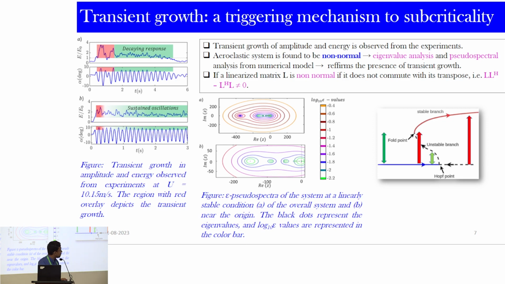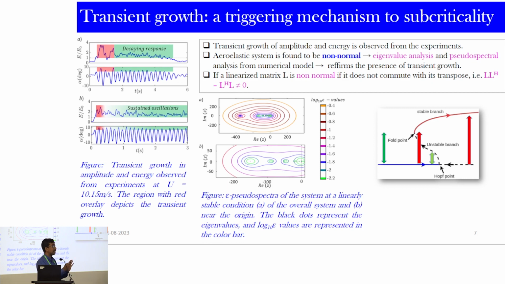We show that for certain perturbations you continue getting decaying responses, whereas for certain larger perturbations you get continuous limit cycle oscillations at the same bifurcation parameter. Here the bifurcation parameter is the flow speed. All right, so this hints at the presence of transient growth in the system.